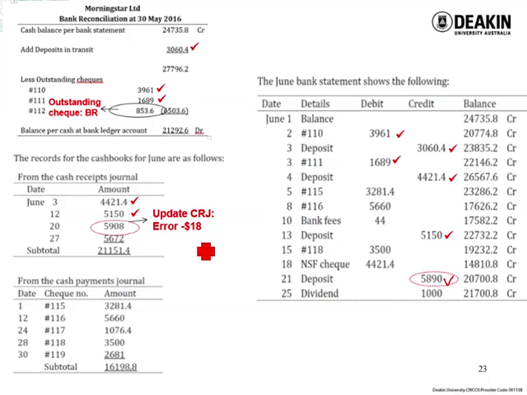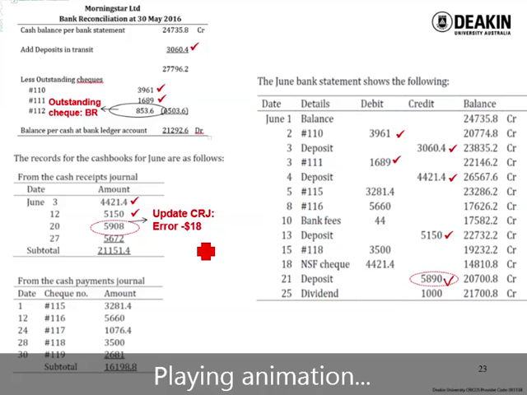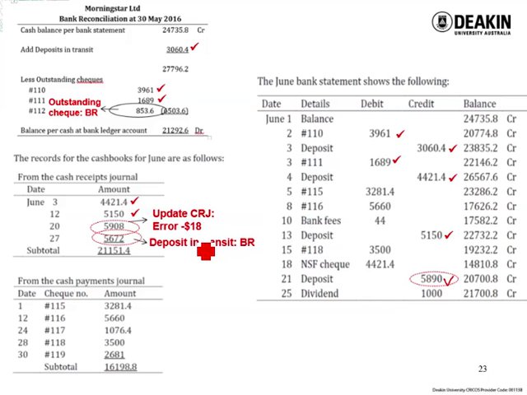Also, we find that 5672 has not appeared in the bank statement. So this is actually deposit in transit. They will appear in this month's bank reconciliation statement. And in the cash payment journal, checks 117 and 119 have not been processed by the bank. So they actually represent outstanding checks that will appear in this month's bank reconciliation statement.